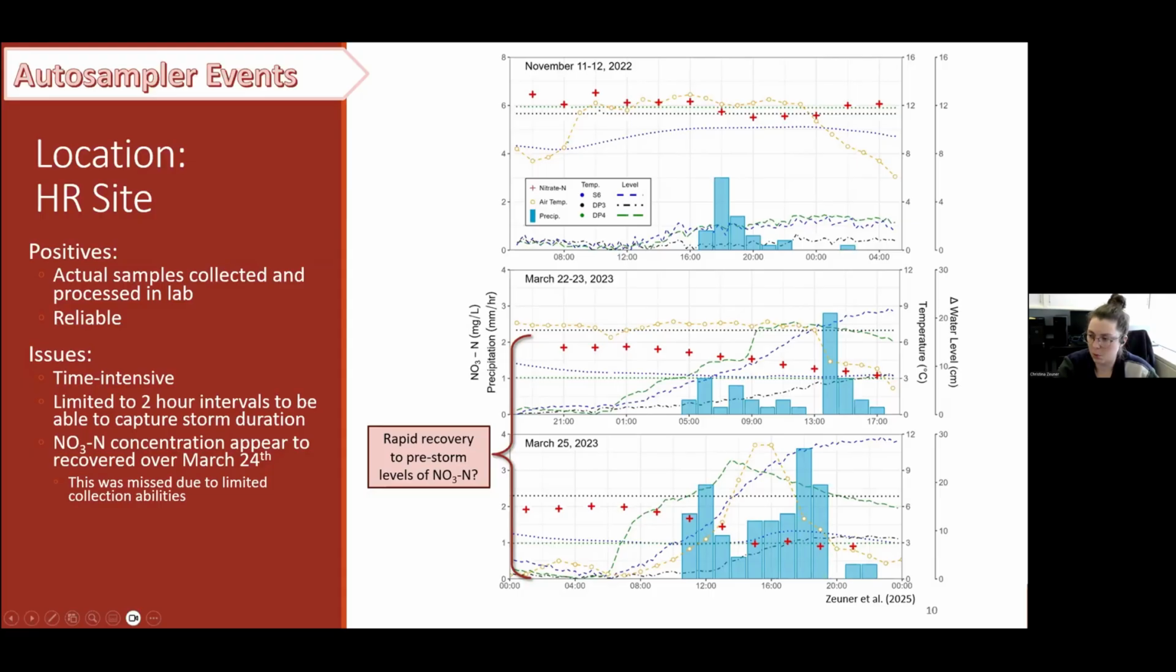One thing I want to point out that we saw in the sampling was between March 23rd and 25th, in these bottom two graphs, that during the precipitation event, there was a decrease in nitrate concentration in the stream. Then starting about a day later, on the 25th, we see that the nitrate concentration has gone back to the pre-storm levels, but we really missed the actual decrease and then the increase again, and that was due to the limitation on how many samples we could take.